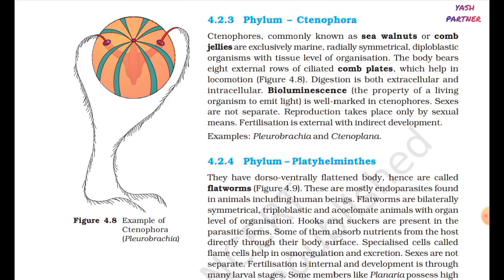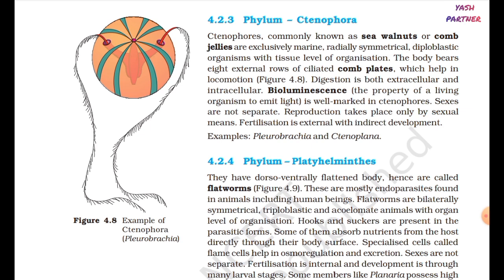4.2.3 Phylum Ctenophora. Ctenophores, commonly known as sea walnuts or comb jellies, are exclusively marine, radially symmetrical, diploblastic organisms with tissue level of organization. The body bears 8 external rows of ciliated comb plates which help in locomotion. Figure 4.8. Digestion is both extracellular and intracellular. Bioluminescence, the property of a living organism to emit light, is well marked in ctenophores.